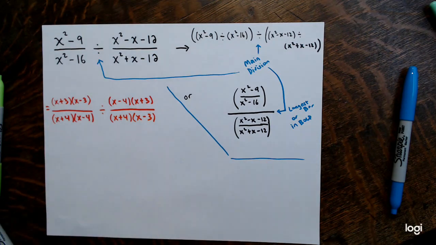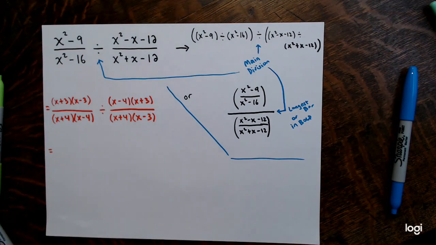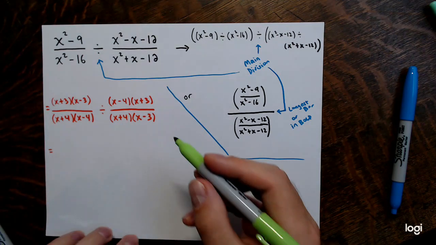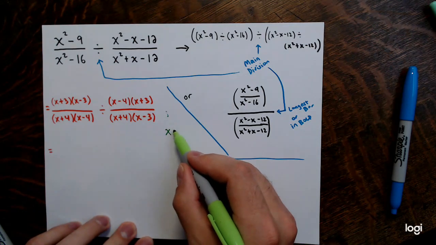Now I've factored everything. And once I've factored everything, I do like to point out to myself some values that the variable cannot take.